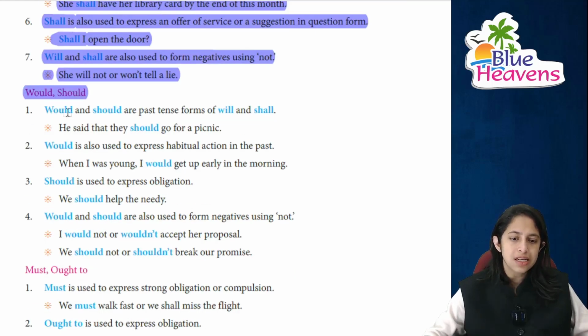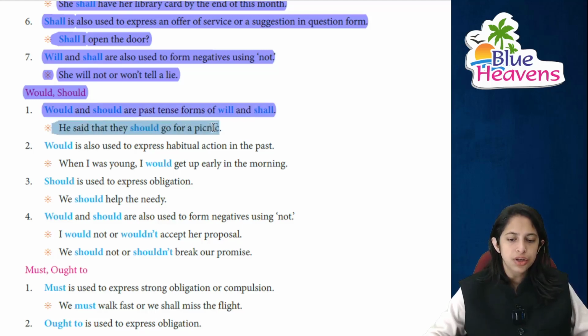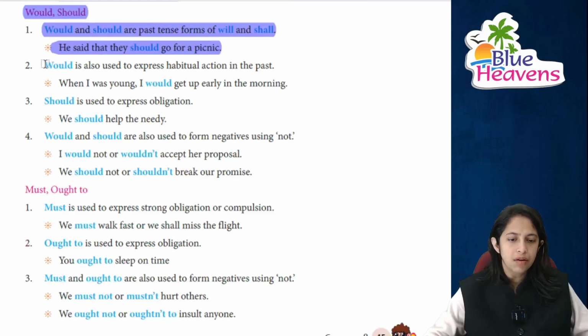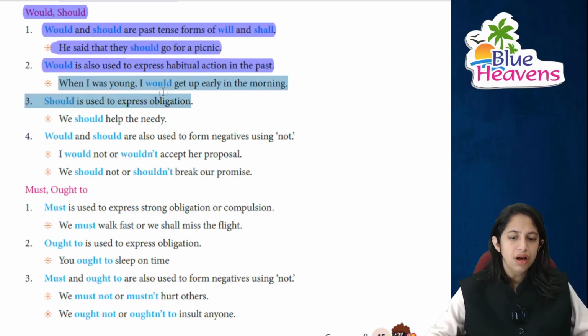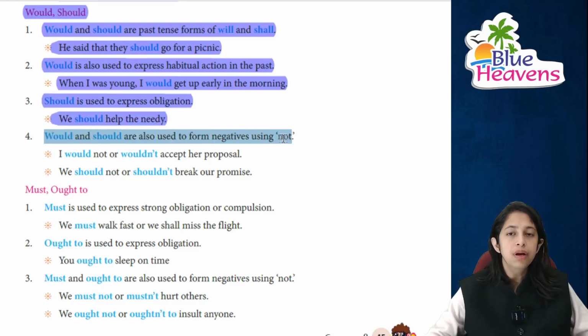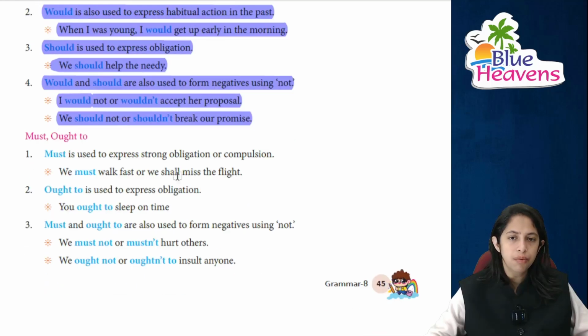Would or should, कैसे use होते हैं. Would or should are the past forms of will and shall respectively, right. He said that she should go for a picnic, right. Would is also used to express habitual action in the past. When I was young I would get up early in the morning, जल्दी उठ जाया करता था. Should is used to express obligation. We should help the needy, की help करनी चाहिए. Would and should are also used to form negatives by using not. I would not or wouldn't accept her proposal. We should not or shouldn't break our promise.